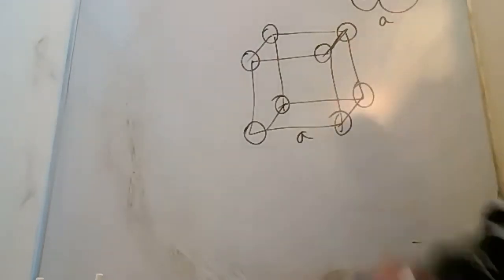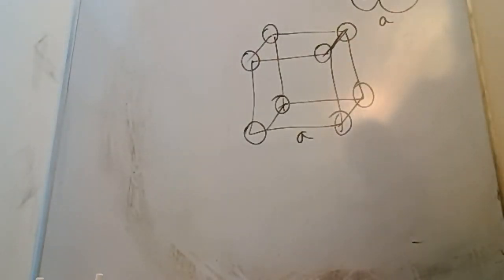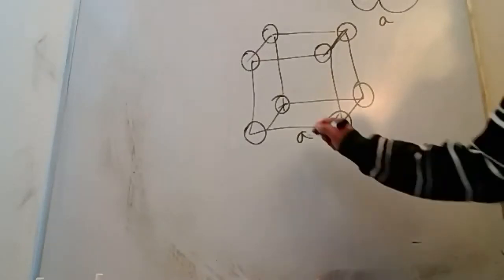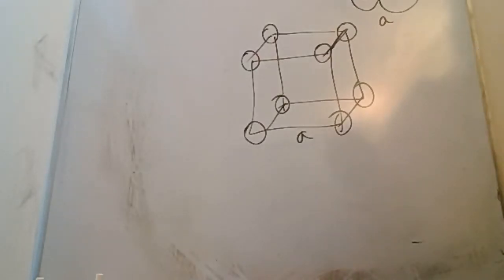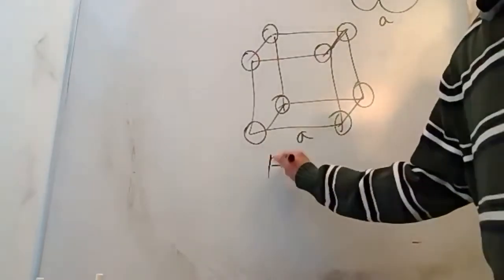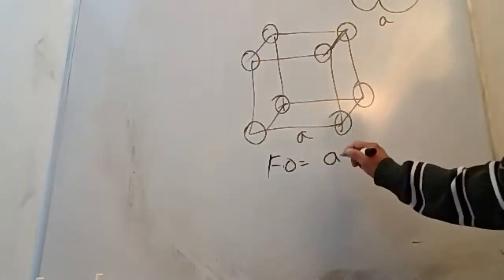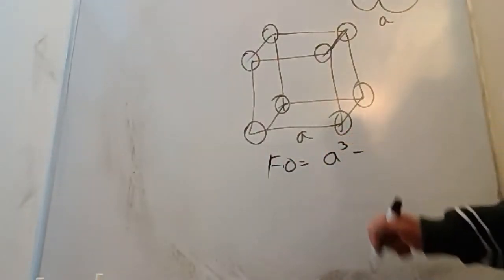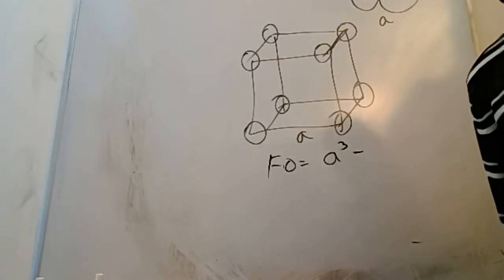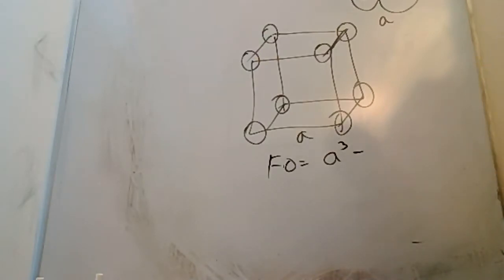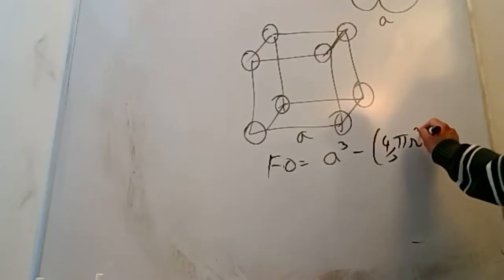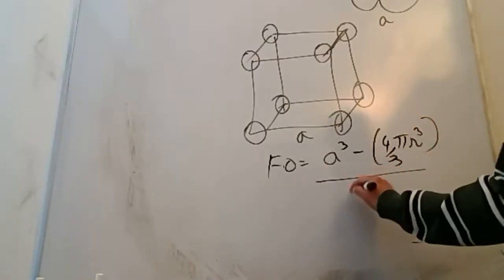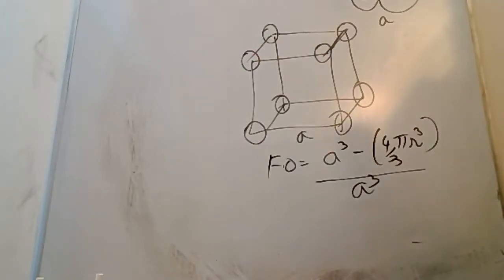Okay, so what do you think the fractional occupancy for a simple cubic structure is? Now that I showed you exactly how they're touching, and I showed you how to do these calculations, fractional occupancy will be A cubed minus the effective number of atoms we have in a primitive cubic system, which is 1. So it's only 4/3 pi r cubed divided by A cubed.